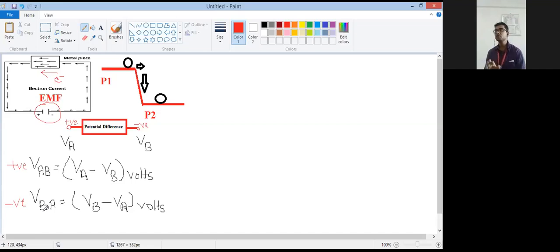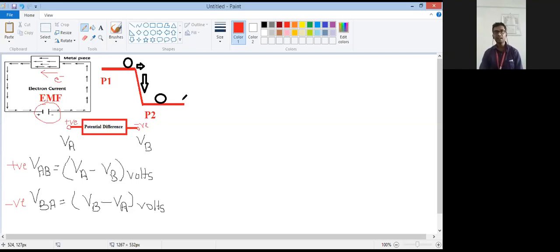So current is going from B to A. This is a very important thing, that potential difference says in which direction current will flow. Okay, now we'll study resistance. I hope for EMF, potential difference, and current, all these things are clear now.